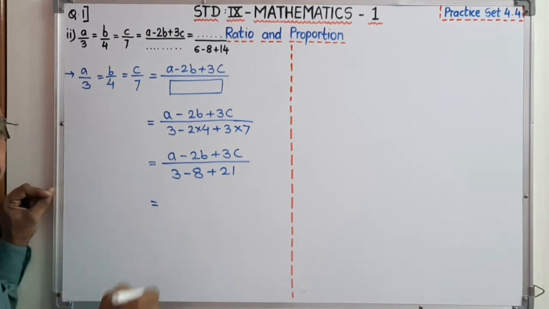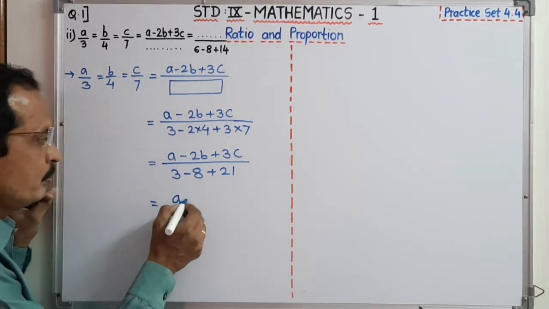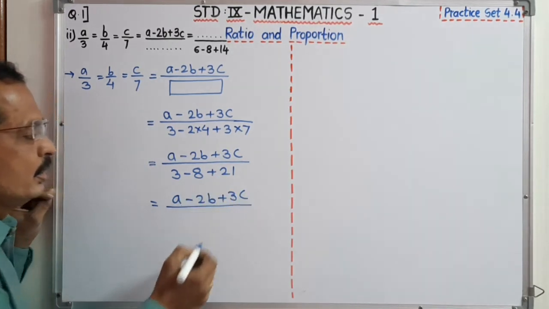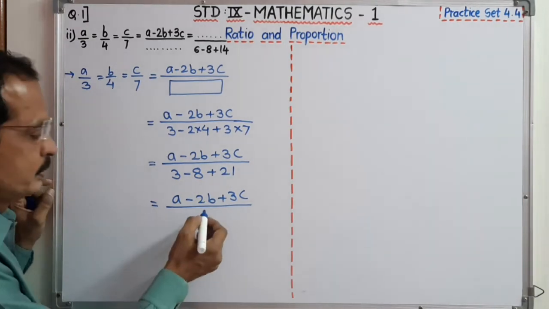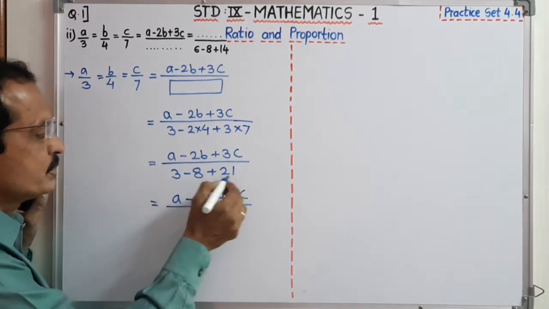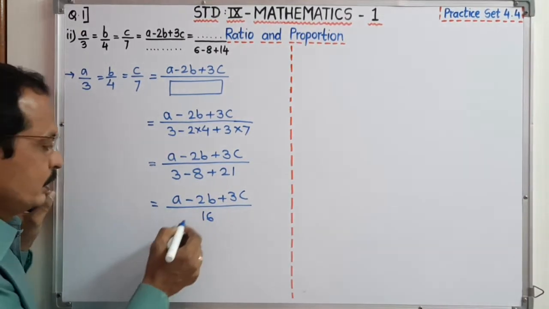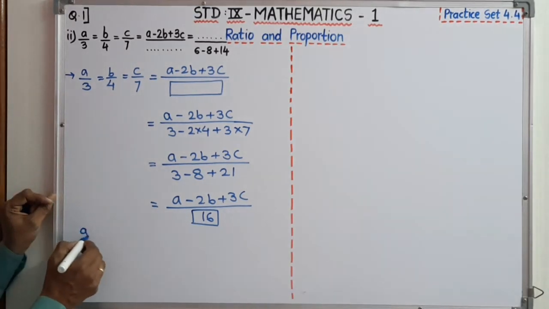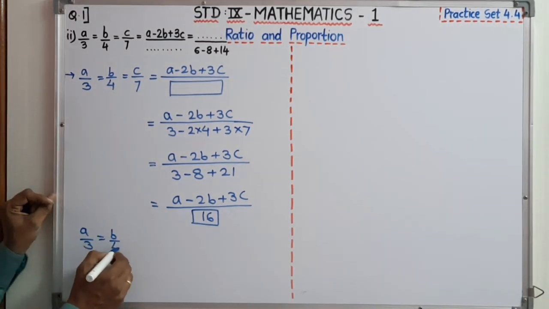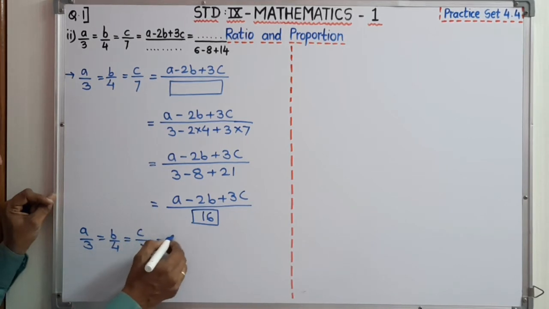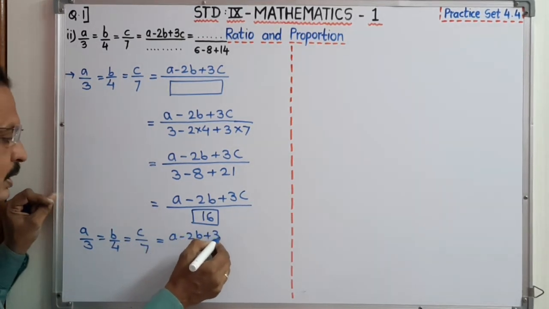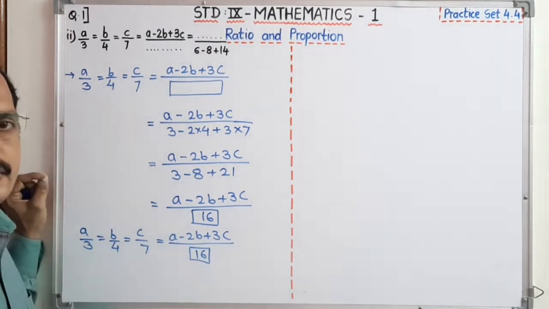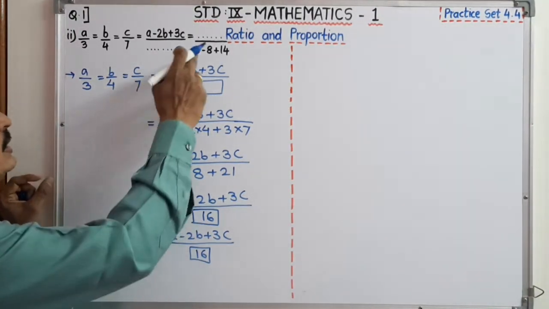And dear student, here it is a minus 2b plus 3c, and here 16. If we simplify this, we will get here 16, and therefore the final answer is 16. Here we have to write a upon 3 is equal to b upon 4 equal to c upon 7 is equal to a minus 2b plus 3c upon 16. Dear student, very simple and very interesting. Now see the last one.